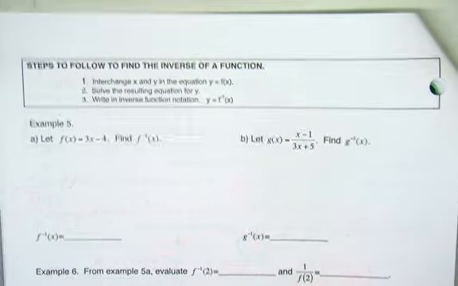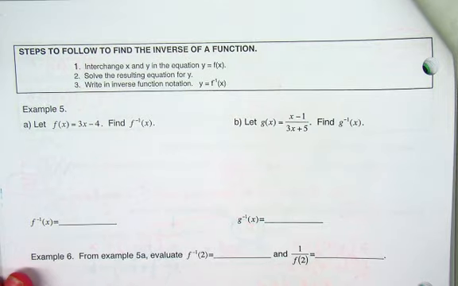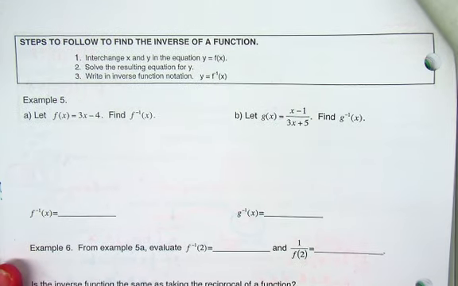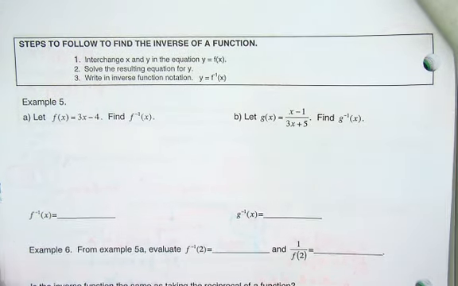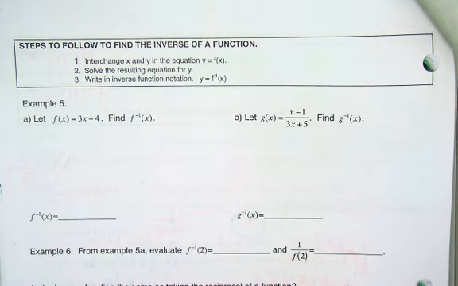All right, I already mentioned how we would do this. We did this with the cubic a little bit ago. To find it algebraically, this is what you would do. You're going to interchange x and y, right? So we're switching x and y first. Solve for y, and then write it in the inverse notation. I will do the first one, and then you guys can do the second one.